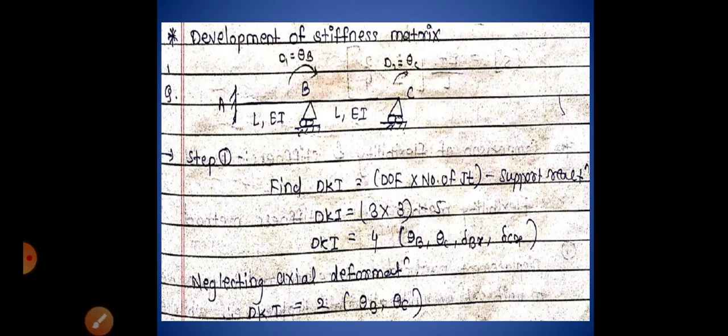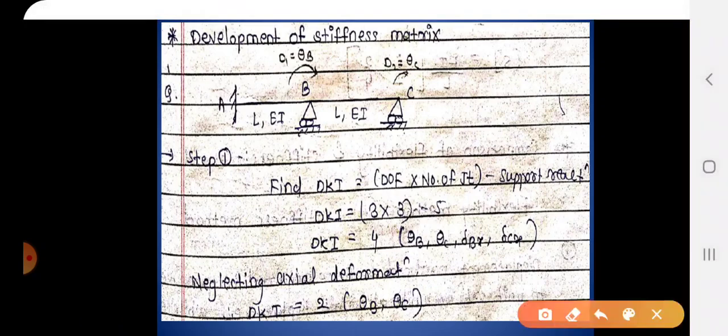Okay, now we'll move to the derivation of stiffness matrix. So you can see in question diagram, this is a two span continuous beam, A is fixed support, B is intermediate roller support, and C is end roller support. Okay, now step 1, to find DKI.